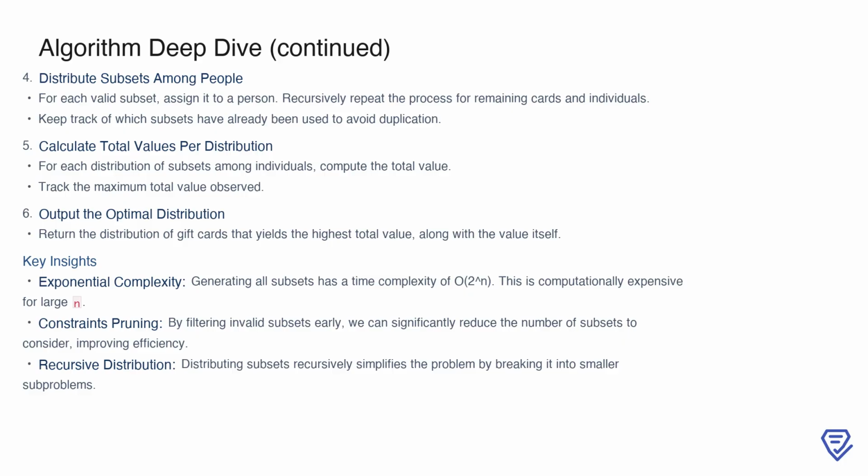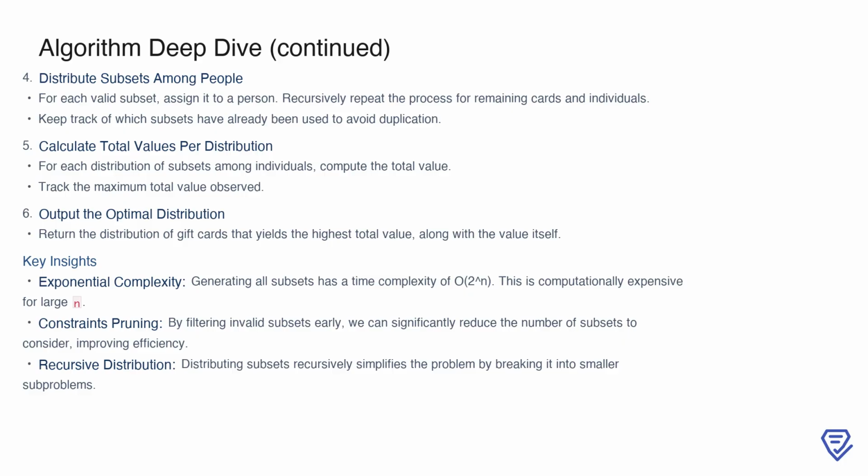It's important to keep track of which subsets have already been used to ensure that no subset is duplicated in the distribution. Once we have a distribution, we calculate the total value for that arrangement by summing the values of the gift cards assigned to all individuals. The goal is to track the maximum total value observed across all possible distributions. Finally, we output the distribution that yields the highest total value, along with the value itself.